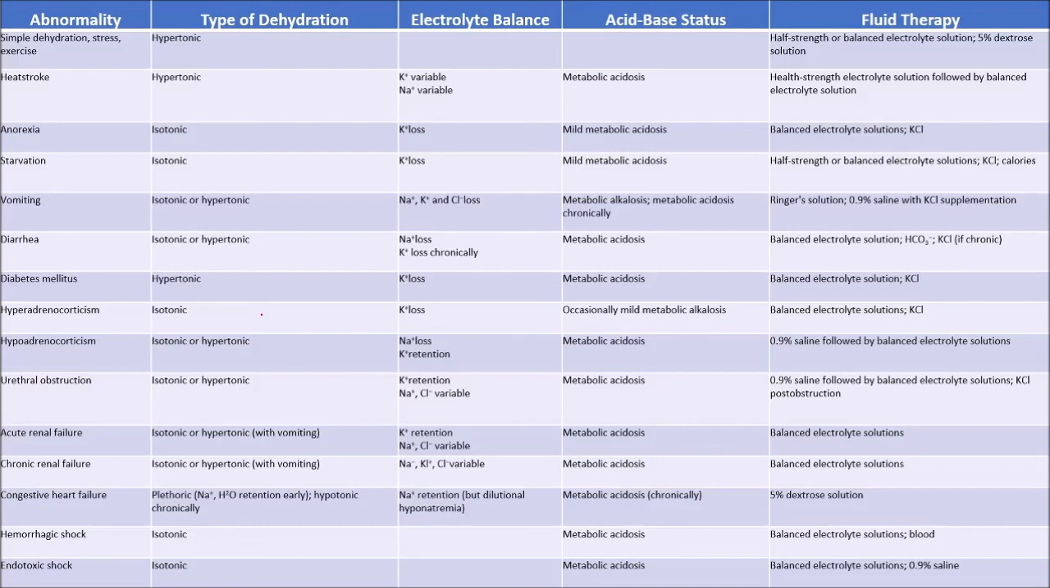If you look through this, most of these say acidosis. They're all metabolic issues, and they're almost all acidosis. So if you can remember that hyperadrenocorticism sometimes causes a mild metabolic alkalosis, and that vomiting, if it's acute, can cause a metabolic alkalosis, then you know what you're dealing with. Everything else is acidosis.